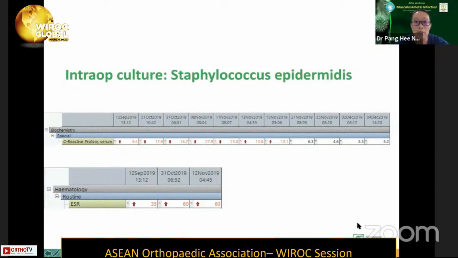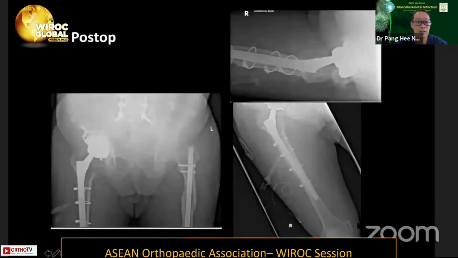It's important to send many tissue samples for cultures. With antibiotic therapy, the CRP managed to normalize, but the ESR remained elevated. In my practice, as long as the ESR shows a downward trend, and the ESR may take a longer time to normalize, I will do a hip aspiration, and if culture is negative, I would proceed with a second stage implantation. This patient underwent second stage revision surgery with a cemented construct on the socket side, and a Wagner stem.